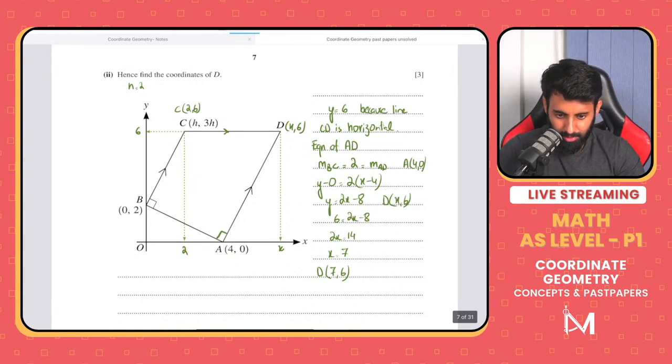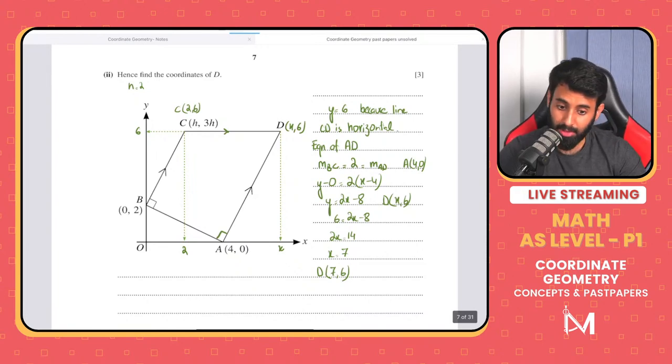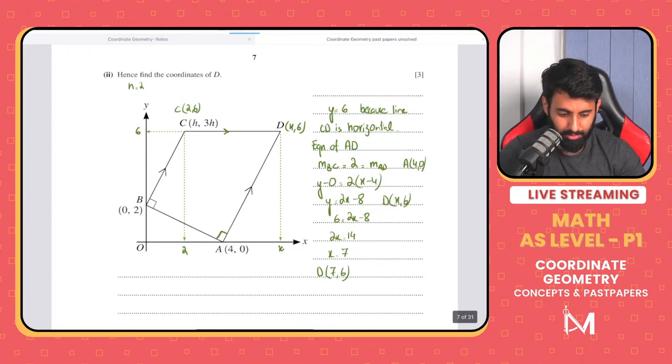Sir, we can also equate gradient of BC to gradient of AD. Yeah, you could have done that as well. Yeah, that's actually a good idea. You could have done that.